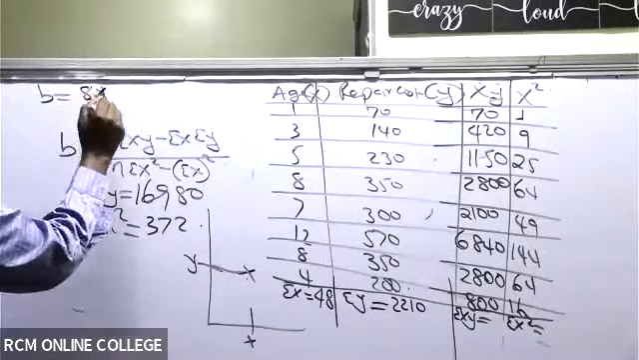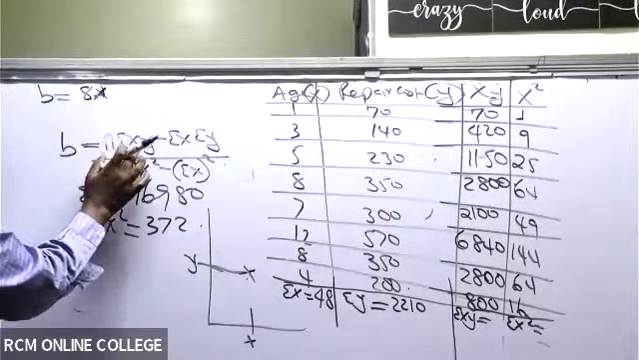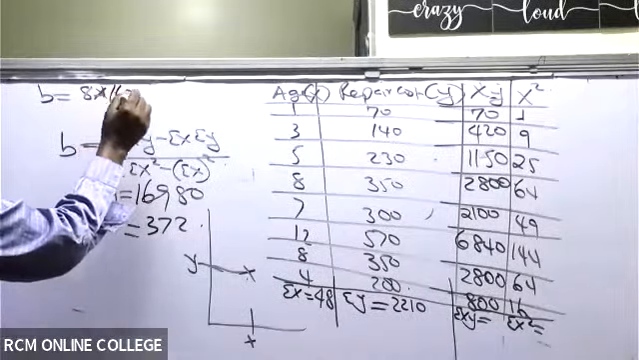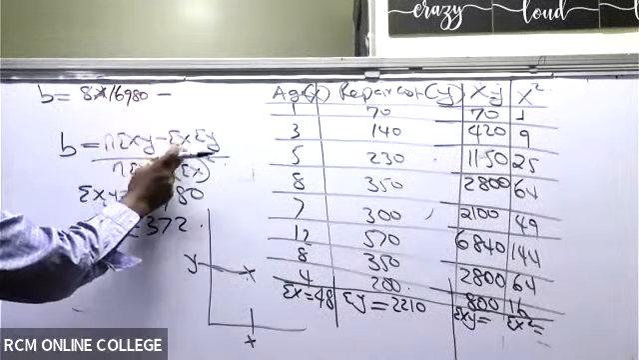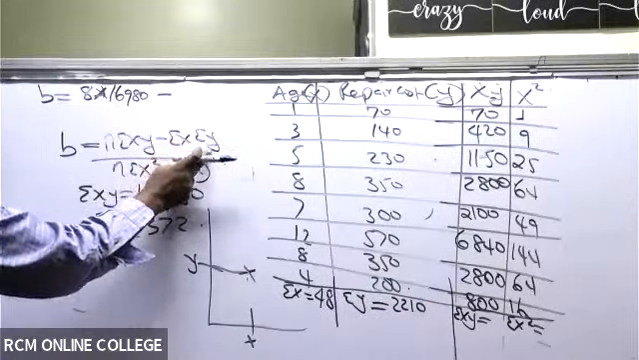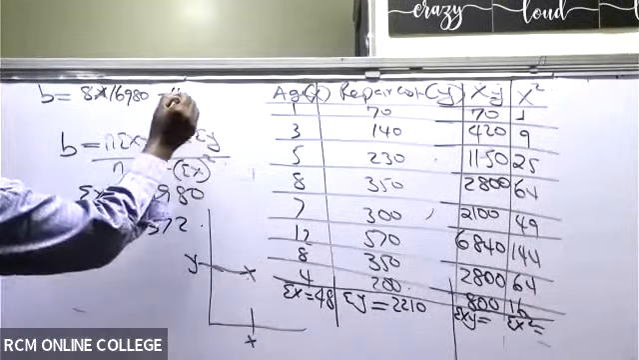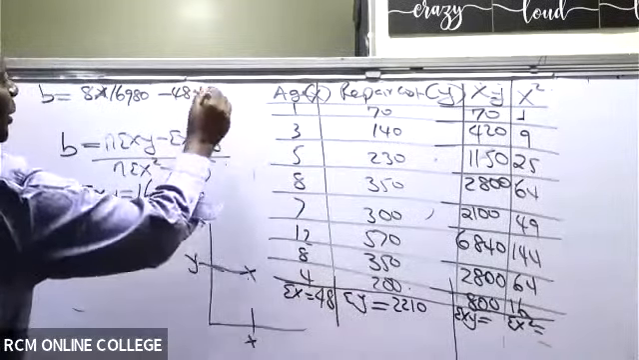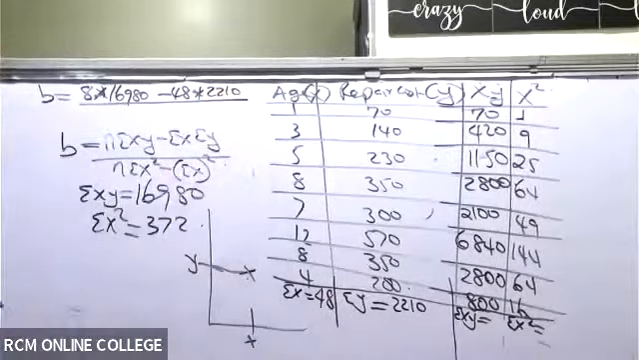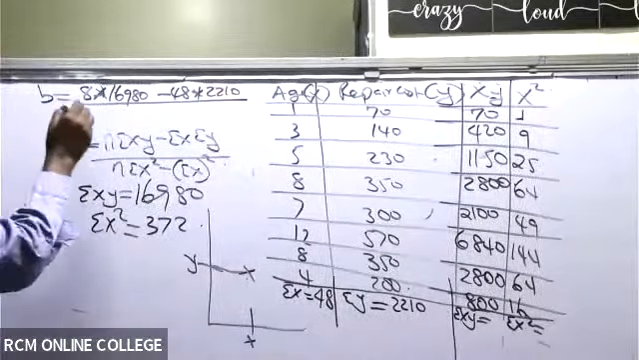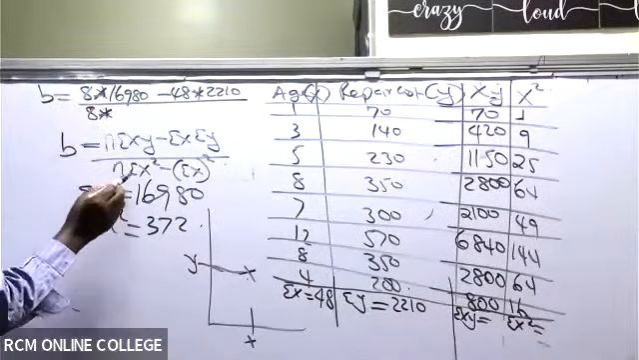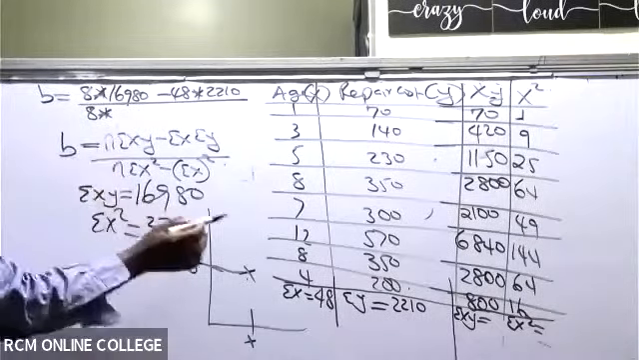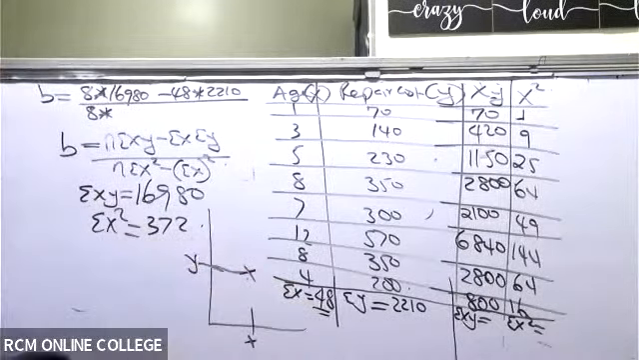So 8 times sum of xy, which we have here, it is 16,980, minus sum of x, which is 48, times sum of y, which is 2210. All over, we have n again, which is 8, times summation of x squared. Summation of x squared, don't take this x here. Don't take this sum of x squared, no.